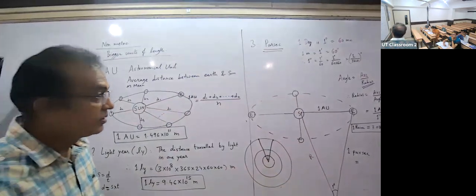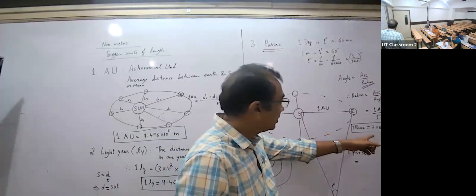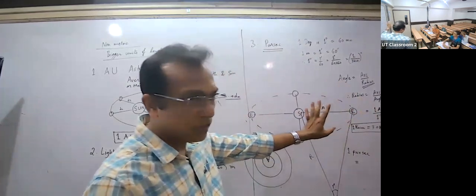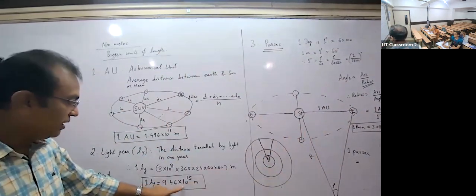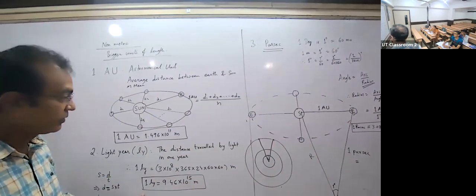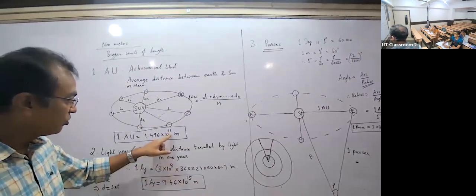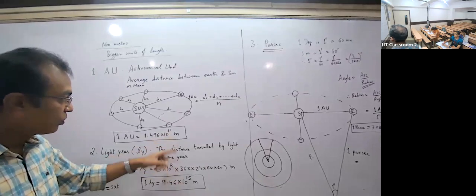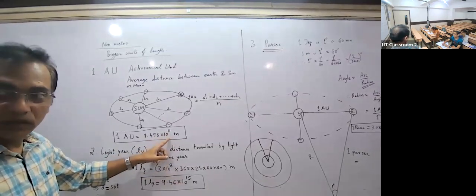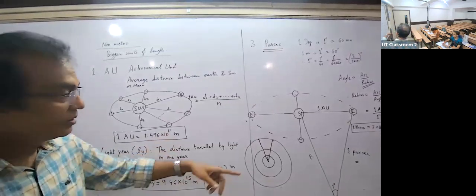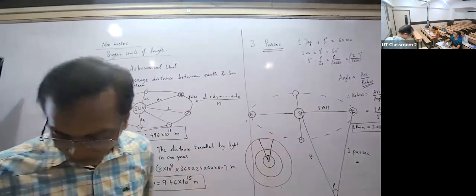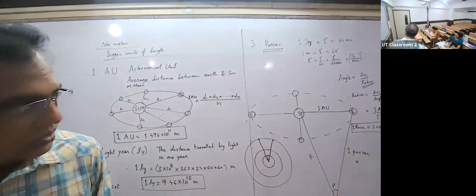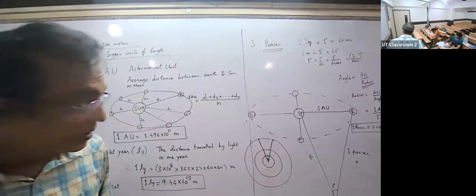So how much is that? 3.08 into 10 raised to 16. Right now, just for comparison's sake, it's like 10 times a light year. Light year is almost 10 to the power 4 times the astronomical unit, 10,000 times this, and this is like 10 times of light year. So you can imagine. This is just for you to get the perspective. Is it clear? Yes, sir.